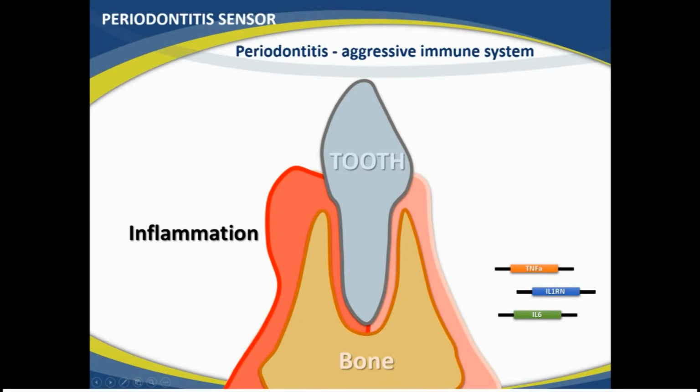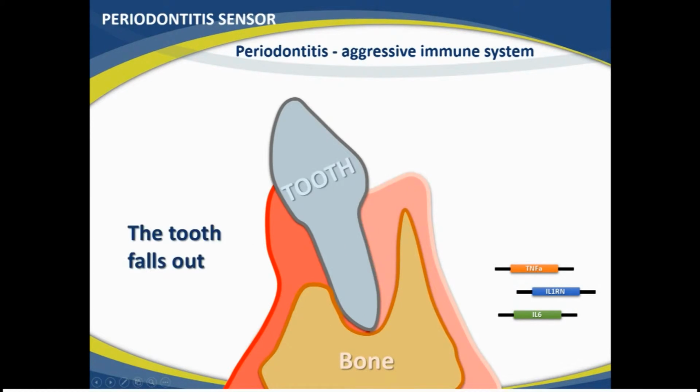And if this persists for a long time, it starts to degrade the bone. So it starts to reduce the bone tissue until the tooth can fall out. So periodontitis is damage by the immune system. It makes the teeth come loose and then they eventually fall out.